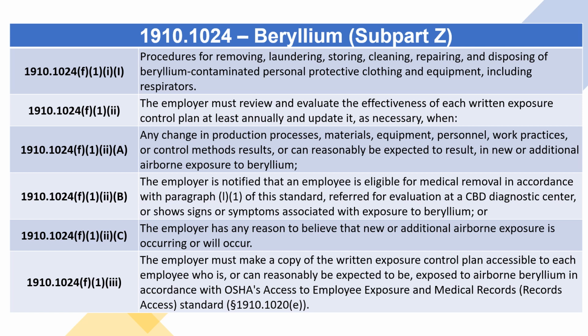1910.1024(f)(1)(iii) The employer must make a copy of the written exposure control plan accessible to each employee who is, or can reasonably be expected to be, exposed to airborne beryllium in accordance with OSHA's Access to Employee Exposure and Medical Records, Records Access Standard, section 1910.1020(e).